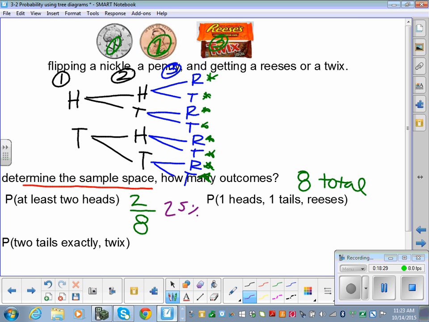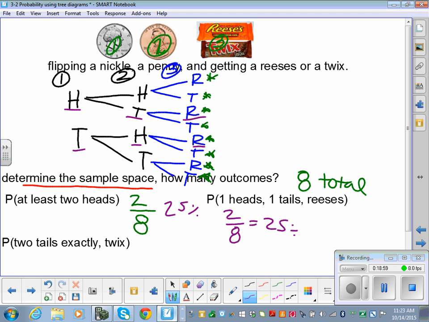So let's find the probability of landing on 1 heads, 1 tails, and a Reese's. So let's see how many times that happens in our sample space. Heads, tails, Reese's. That's heads, heads. Nope. Tails, heads, Reese's. Tails, tails. Nope. So how many times did that happen in our sample space? 2 out of 8. So that's 25% chance. Does that make sense?